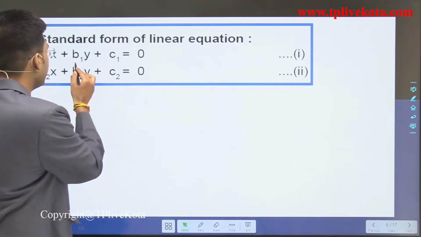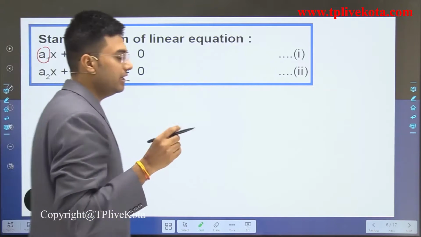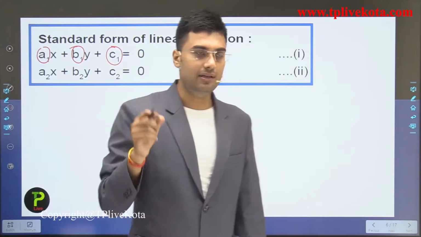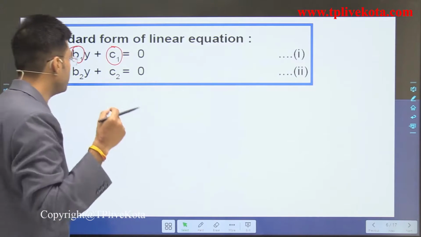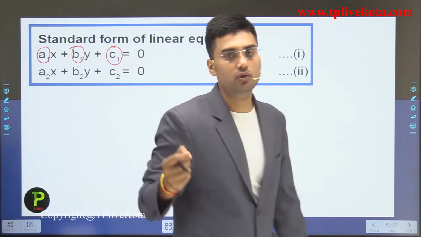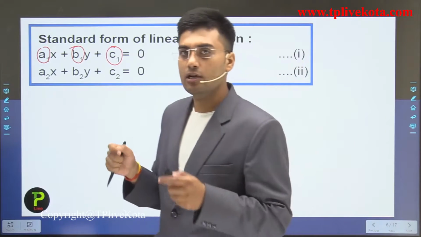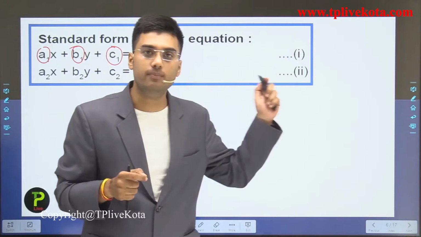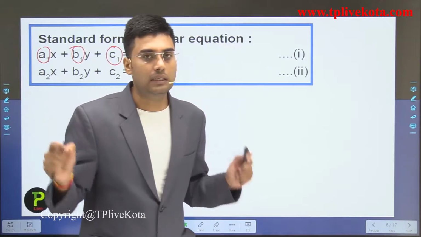Clear? Now this is the standard form of linear equations in two variables simultaneously. So a1x plus b1y plus c1 equals 0, this is a linear equation in two variables. Let this be equation 1, and a2x plus b2y plus c2 equal to 0, this is the second equation. Again this is a linear equation in two variables, and the variables for both equations are x and y.